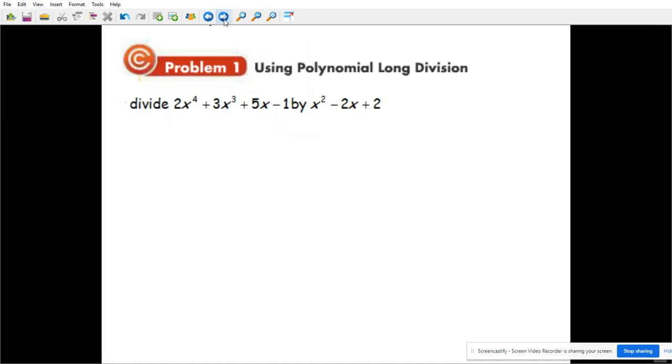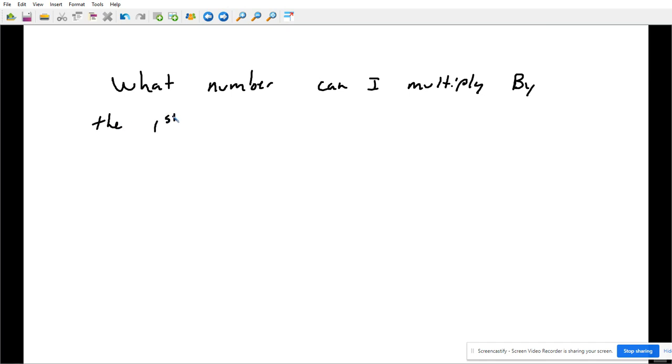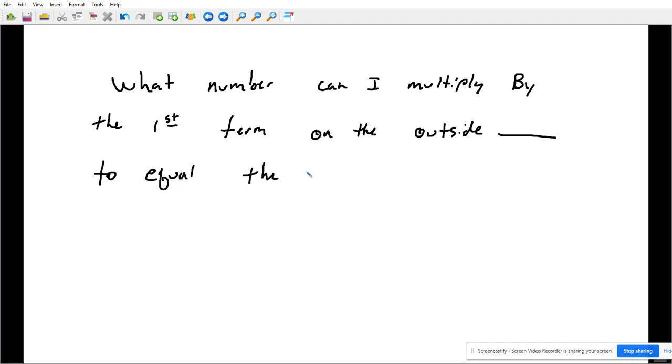Let's take a look at another example. And again, I'm going to write out what I just said. This is what I'm asking myself throughout every problem. What number can I multiply by the first term on the outside, and that is whatever is on the outside of the division, okay, to equal the term on the inside.